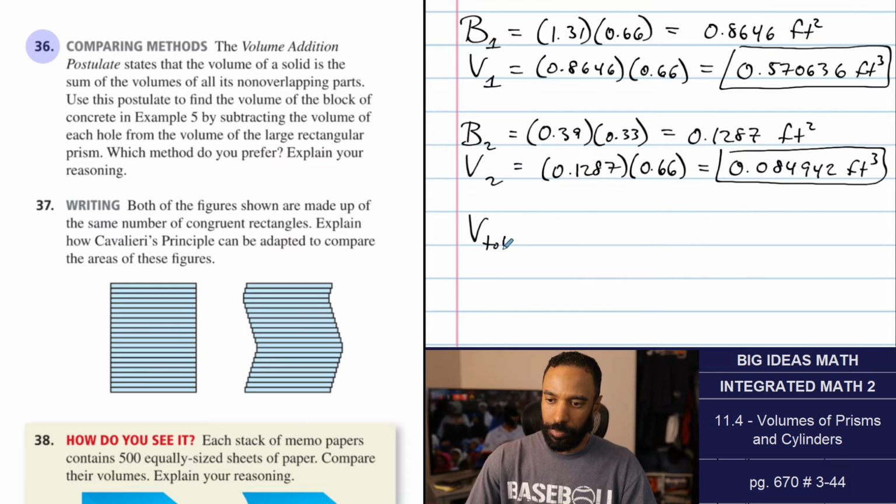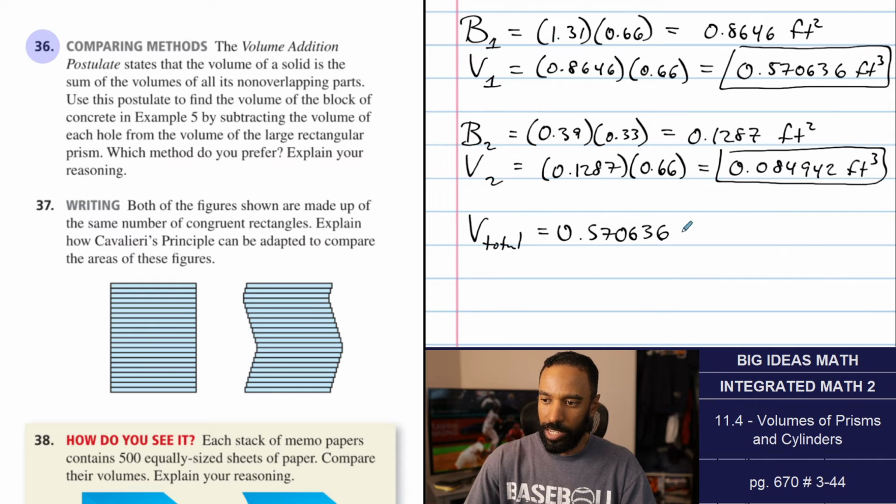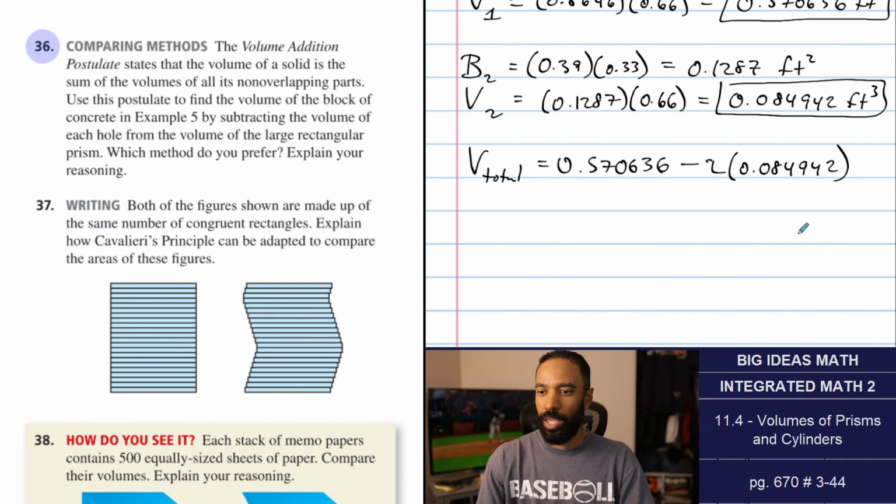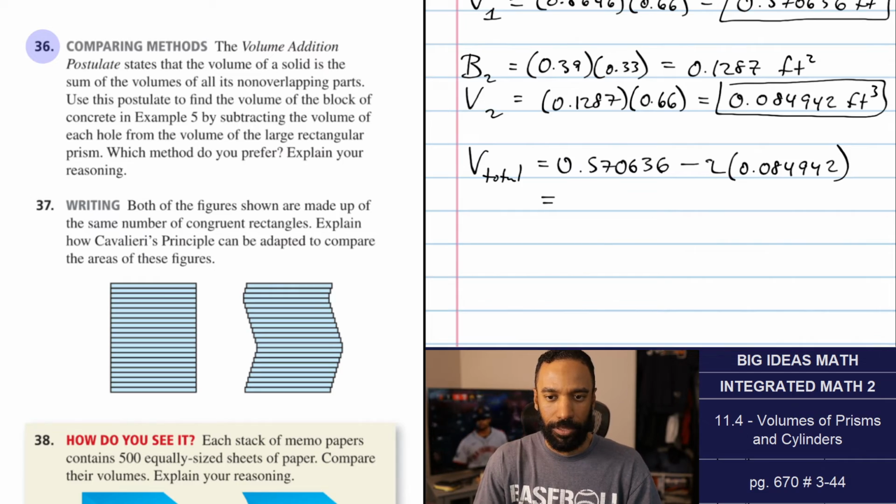So volume total is 0.570636 minus 2 times 0.08494. And that's exactly, calculator time. 0.570636 minus 2 times 0.08494. It's exactly 0.40072 cubic feet. Now, they should have gotten the same answer from before.